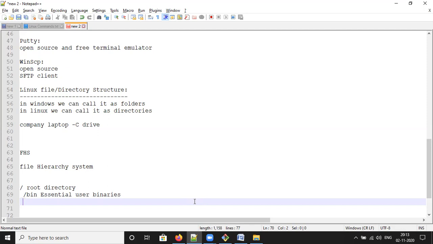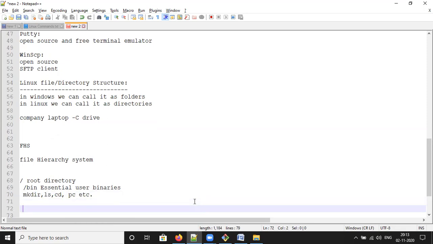So I will give you a few examples of this: mkdir, ls, cd, ps, etc. That means the user is able to access these commands.